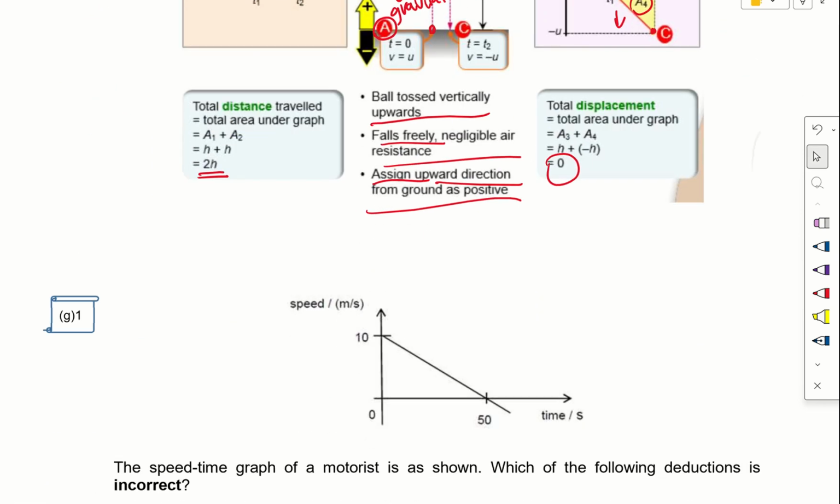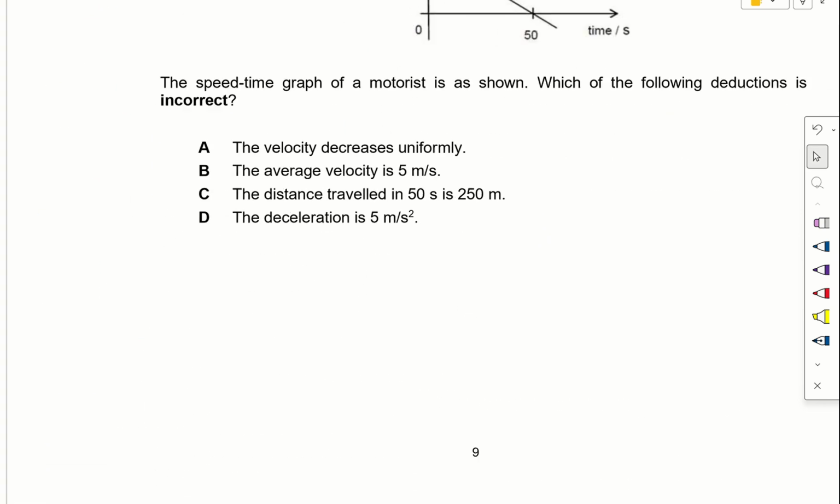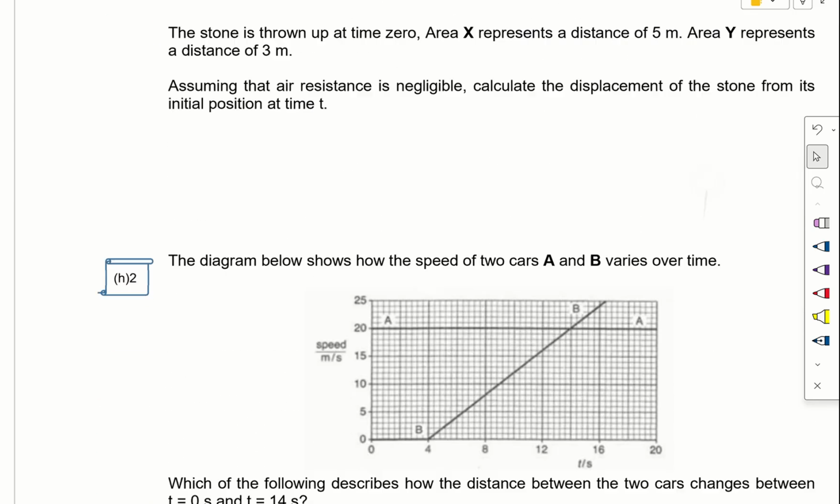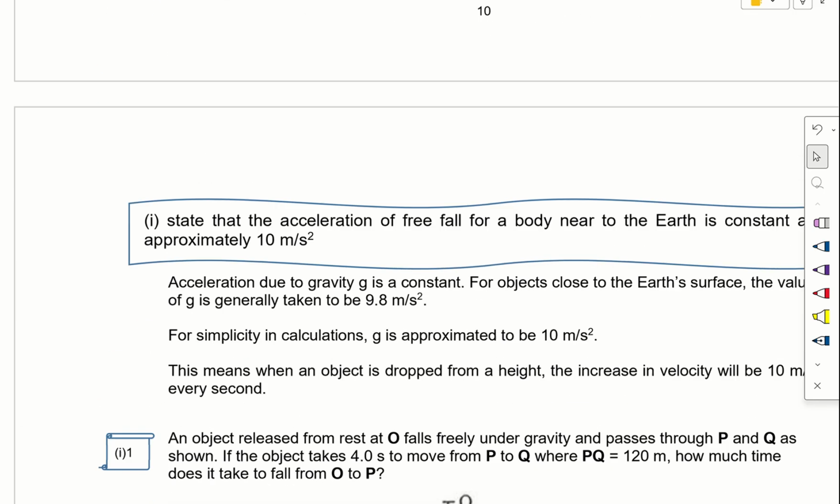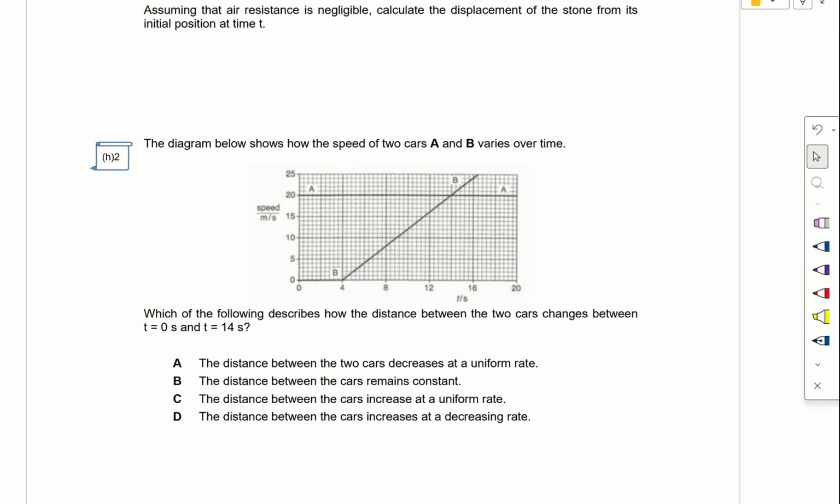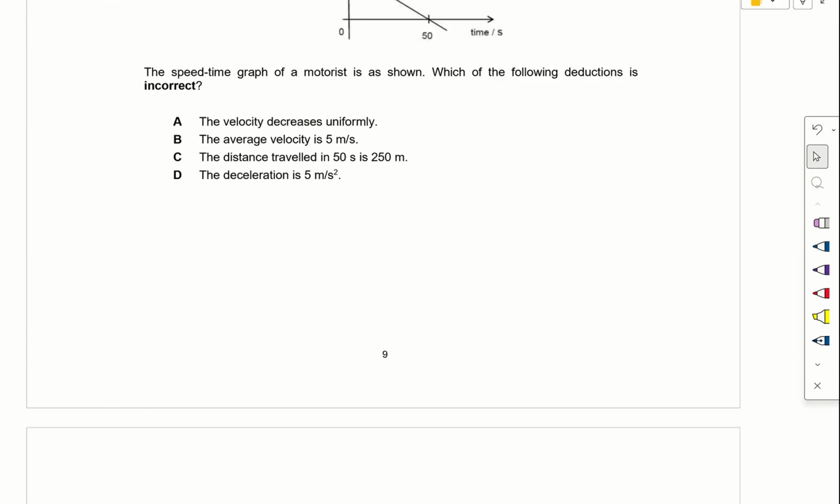Okay, so maybe you can try G1, H1, and H2. And then later on I'll go through the answers.